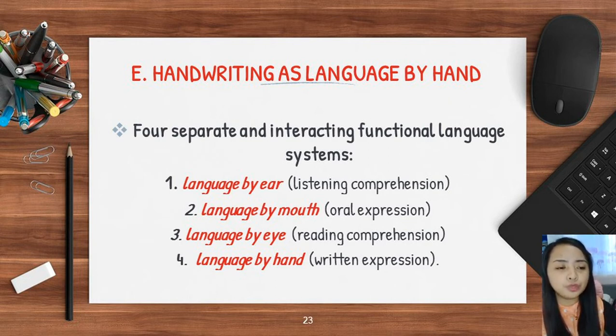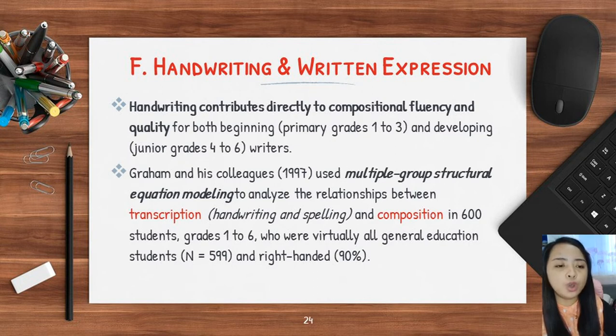So of significance for the purpose of the present discussion, handwriting has been shown to be an integration of orthographic codes or the letter forms, phonological codes or the letter names and sounds, and graphomotor codes or the written shapes, and this is why it is referred to as the language by hand, according to Berninger 2006. Next is handwriting and written expression. So handwriting contributes directly to compositional fluency and quality for both beginning writers, the primary grades 1 to 3, and developing writers, the junior grades 4 to 6.